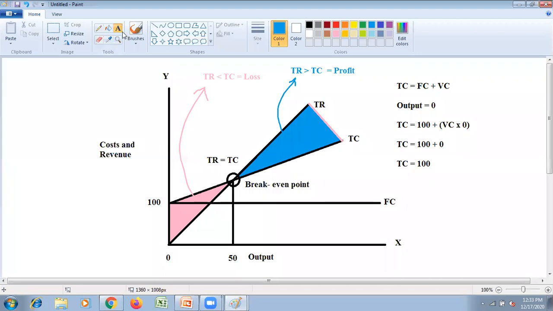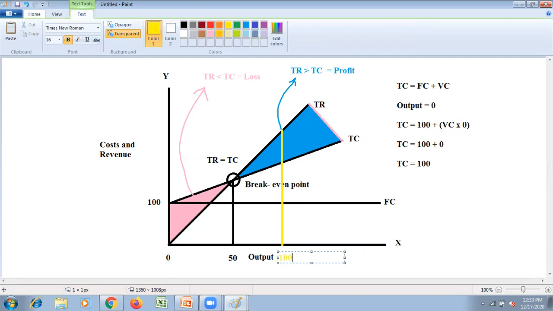Now, let me give you an example. For example, the business has achieved break even level, and right now the business is at this point. Just a minute, let me use a different color. Let's say it's 100. This is the current level of output. What does it mean? Right now the business is producing this much output, and the business has achieved break even level of output, that is 50.